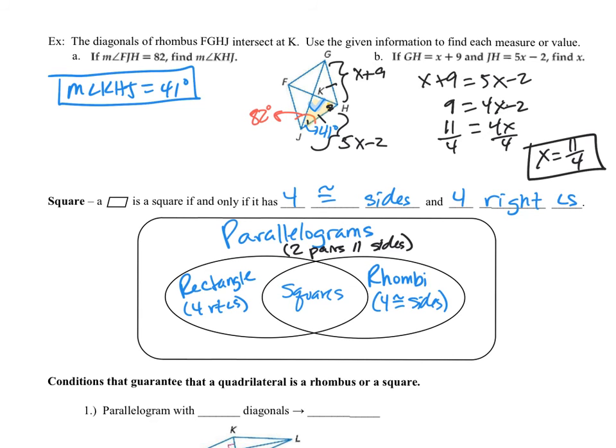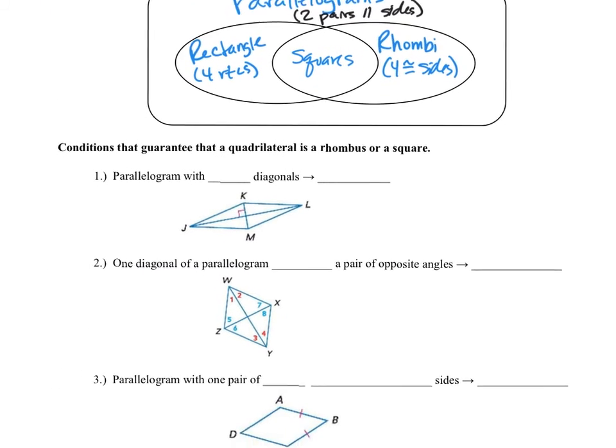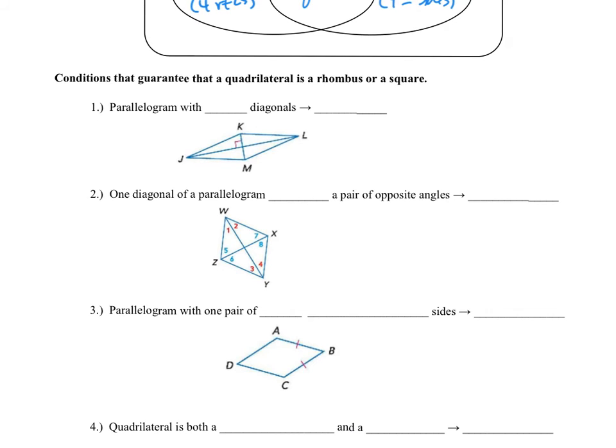Okay, and so the last thing we're going to do in this lesson is look at the flip side. Let's look at some conditions that guarantee when a quadrilateral is a rhombus or a square. We've been looking at rhombi and squares, and talking about the properties of those. So now let's look at the other side of the coin. What conditions would guarantee that a quadrilateral is a rhombus or a square?